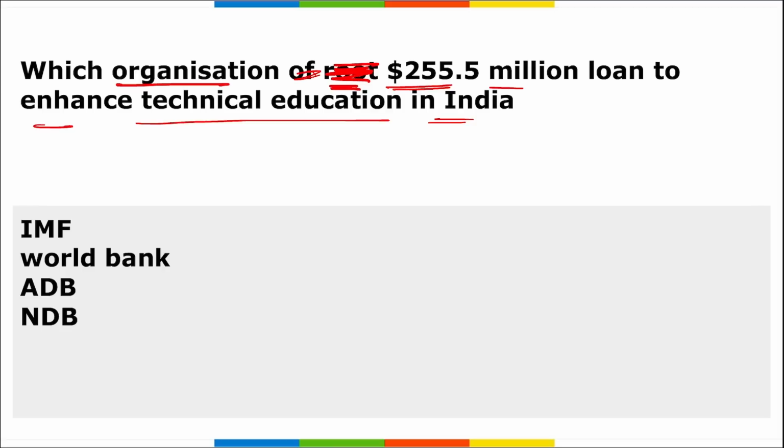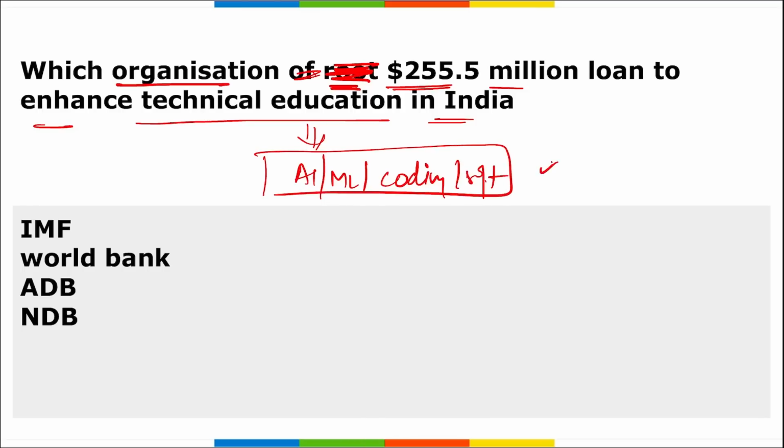Technical education basically is to help people understand various skills, to provide them the skills that are required by the market today. For example, in today's scenario, artificial intelligence, machine learning, coding, software development. If we talk about fields related to computer science, these are the skills that are highly in demand, and people who are looking for private jobs need to have skills related to these sectors. So which organization recently provided a $255.5 million loan to enhance technical education in India?